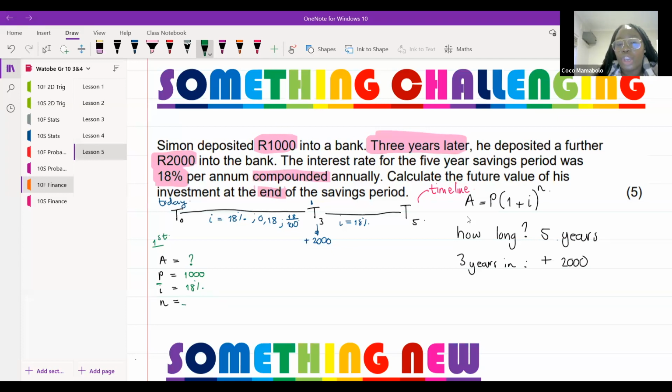Now, here's where it gets tricky. What is my number of years? Remember, guys, we are on the first calculation. We need to calculate for the first 3 years. So you're going to use our compound interest formula, and you're going to calculate how much Simon has in his account after 3 years. Go for it.